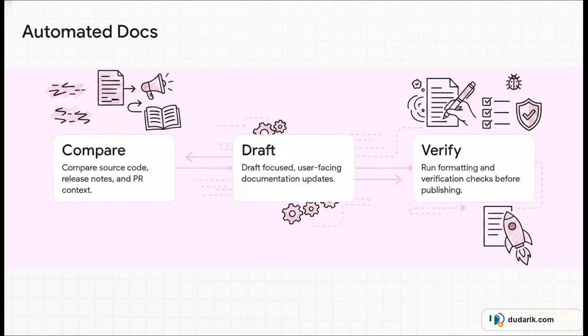First, it independently compares your recent source code changes, your public release notes, and the context from your GitHub pull requests. Second, it drafts highly focused, user-facing documentation updates, totally avoiding those broad, destructive rewrites of your existing pages. Third, it runs your local formatting and verification checks to ensure the docs are perfectly clean before anything is published.